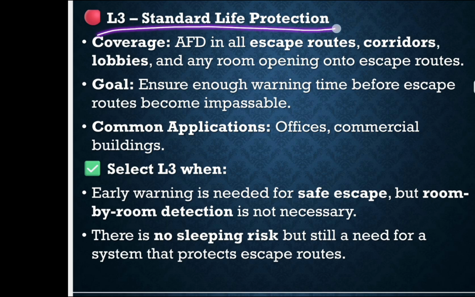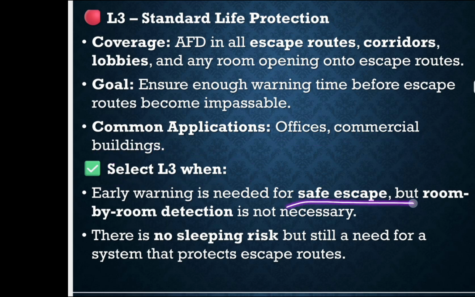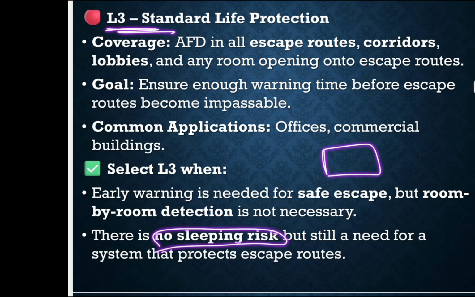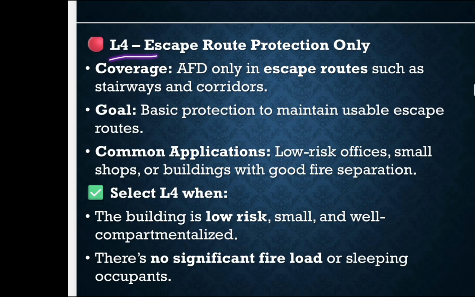So the L3 type of fire alarm protection system we use for offices and commercial buildings. So what is the selection criteria? Early warning is needed for safe escape, but room by room detection is not necessary. Only those rooms which are connected to the escape route need automatic fire alarm detection points. And the important point to select this L3 system is that no sleeping risk is involved, meaning in that building, no one is sleeping at night or daytime. Offices are meant for work. Commercial buildings are meant for work, not for sleeping. So we can go for the L3 type of protection system for those projects where there is no sleeping risk. This is very important. Let us now discuss the L4 fire alarm protection system.